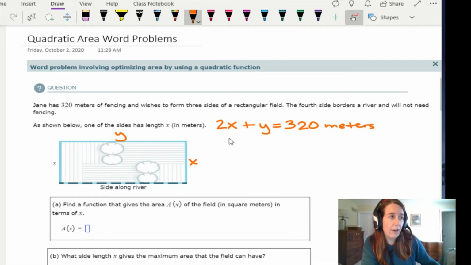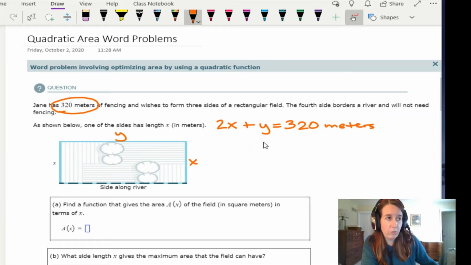Right? Now, that is not the answer to part A, right? Because they say give a function of area, but it is what we're given in the problem, right? So we have to start with what we're given, and then we figure out how to apply that to the problem. So in order to use this equation, if you notice in part A, it says that we want to have the area in terms of x, right? So notice in this equation, which is the perimeter equation, we have an x and a y.